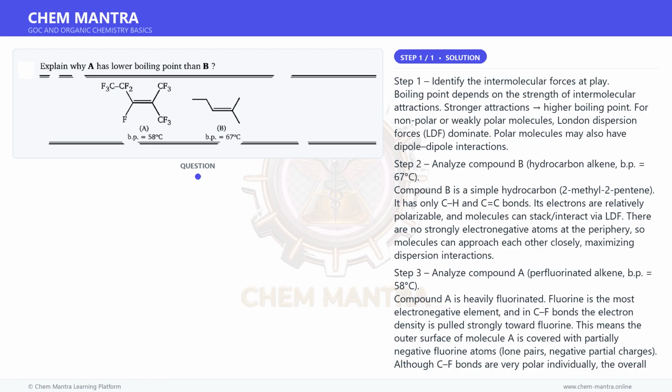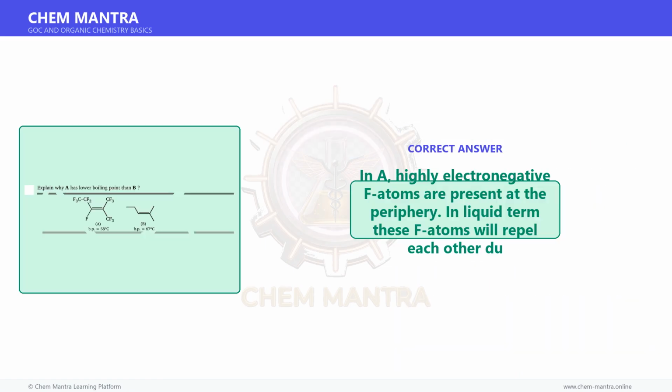Step 6. Conclusion. The highly electronegative fluorine atoms surround the periphery of molecule A. In the liquid state, these F atoms carry partial negative charges and repel each other between adjacent molecules, weakening intermolecular attractions and lowering the boiling point relative to B. Therefore, the correct answer is A. Highly electronegative F atoms are present at the periphery. In the liquid state, these F atoms will repel each other due to partial negative charge and thus A will have lower boiling point. The correct answer is shown on screen.